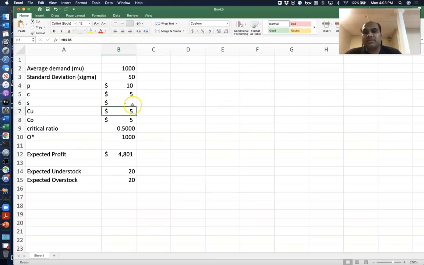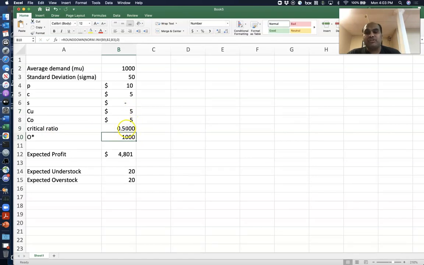So what this does is it makes the cost of understocking $5, because if you're understocked by one compact disc, you've lost a profit of $5. If you're overstocked by one, if you have one extra compact disc, it means that you've spent $5 buying the compact disc. Now you have to just throw it out. So that is a loss of $5. So the cost of understocking and the cost of overstocking are equal to each other. And so what that does to the critical ratio is it is Cu over Cu plus Co. So that becomes 50%. So everything is equal.